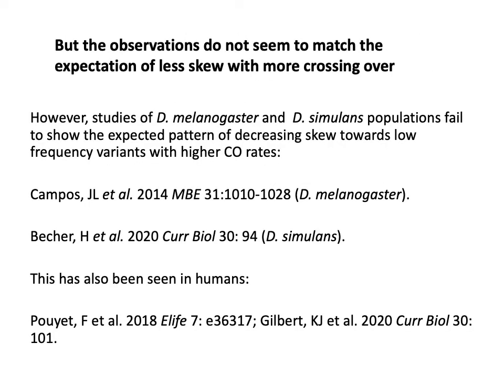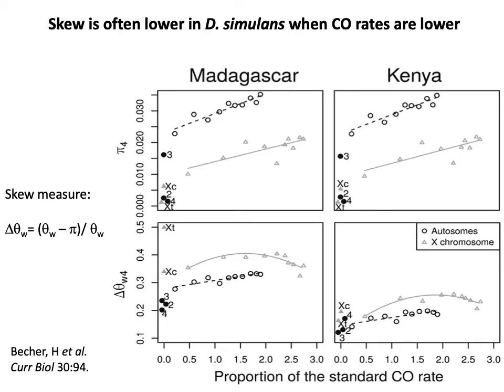But observations on populations of both Drosophila and humans fail to show less skew with more crossing over. Here's what we see in Drosophila simulans, a recent study. Two populations, Madagascar and Kenya. The top two panels show the diversity at fourfold sites as measured by pi, the diversity between pairs of alleles. And as you can see, this diversity goes up with the rate of crossing over.